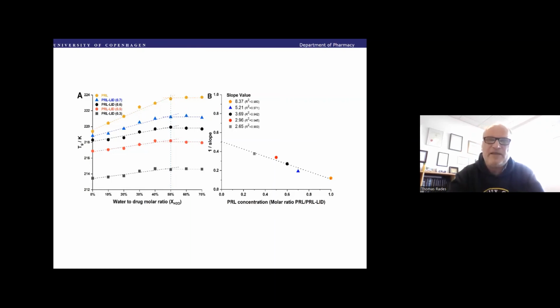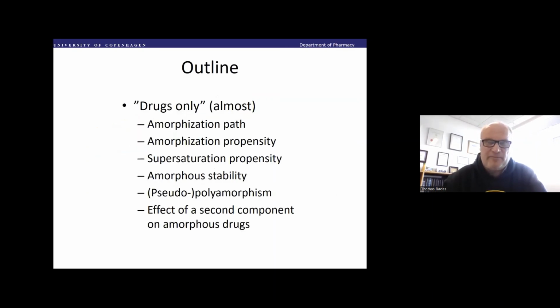So your amorphous drug is depending on the way you make it. It's depending on how old it is. It's depending on how much other stuff is there. And all of this we need to know to have a good basis for amorphous drug development. So I hope in the last 50 minutes I could convince you that looking at drugs only, when you are doing amorphous work, is a very worthwhile thing to do.